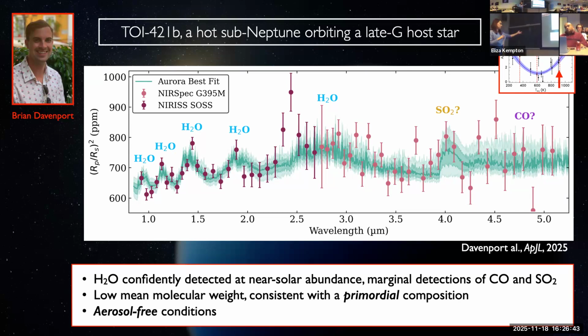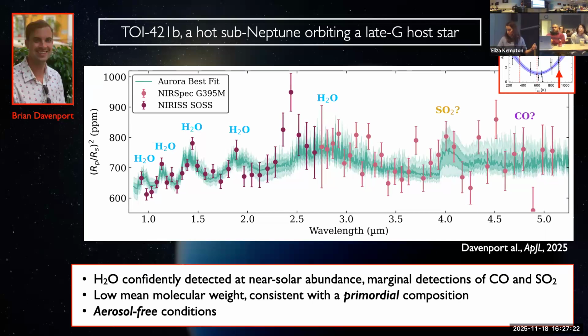But we confidently detect water. We can infer the mean molecular weight of the atmosphere due to how large the spectral features are. That's tied to the scale height of the atmosphere, which is tied to the mean molecular weight, the bulk composition of the atmosphere. So we infer a low mean molecular weight, consistent with a solar metallicity, a true primordial atmospheric composition. And again, we infer an aerosol-free composition, at least in the observable atmosphere. There could be aerosols deeper in, but where the atmosphere is optically thick, so we don't see those.